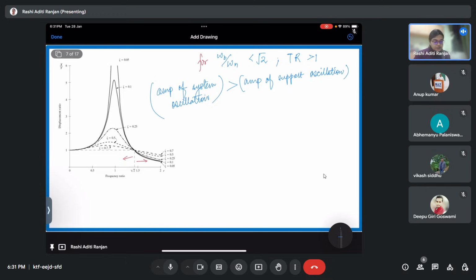Further, you can see that as the damping parameter value is increasing, the transmissibility ratio is decreasing. So even if you have, when you are designing something, a frequency ratio less than under root 2 and transmissibility ratio greater than 1, you can still try to control the oscillation or bring it back near to 1 at least by increasing the damping parameter, right?